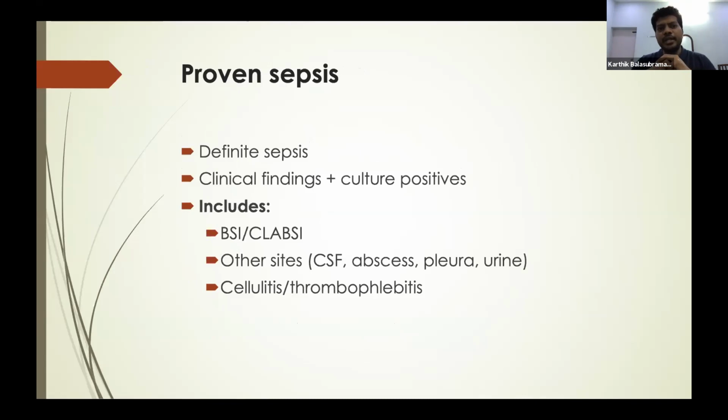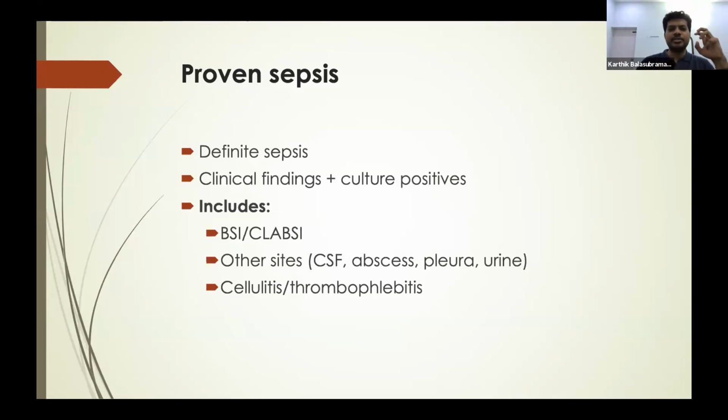The third important category is proven sepsis, where there is definite sepsis. The clinical findings are suggestive of an infection, and your blood culture is positive. So you might be able to grow an organism from the bloodstream. It could be a bloodstream infection, or a catheter-related infection, or from other sites. Sometimes you might be able to isolate the organism from the CSF, abscess, urine, etc. Or it could be a local infection like cellulitis or thrombophlebitis. So this is proven sepsis.